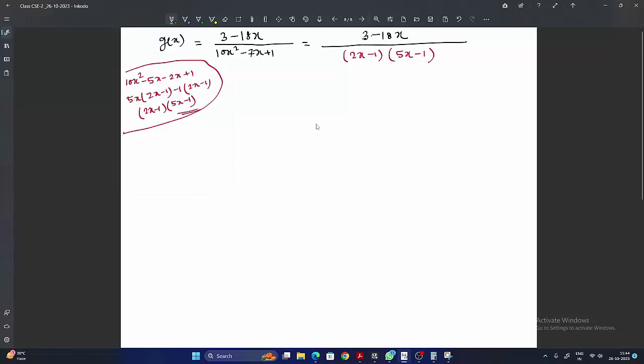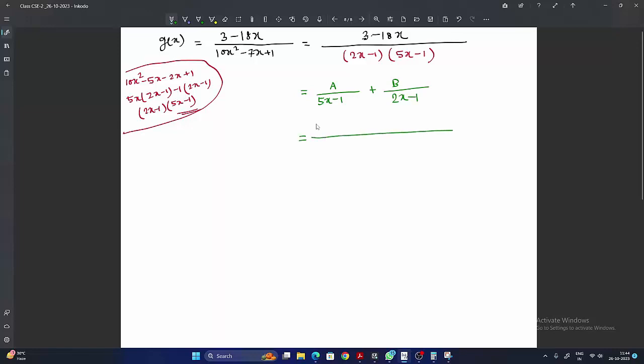Now what will be the partial fractions we take? Both are linear terms, so first take 5x minus 1, a by 5x minus 1, and plus b by 2x minus 1. Is it okay now?